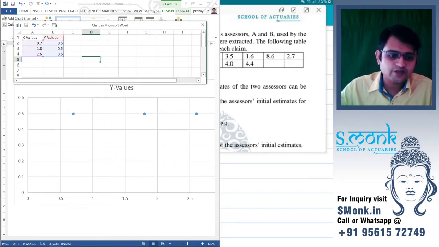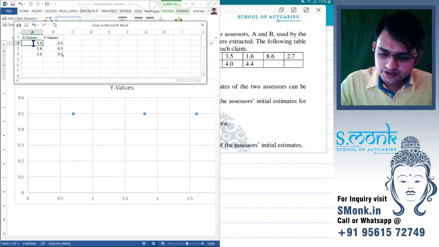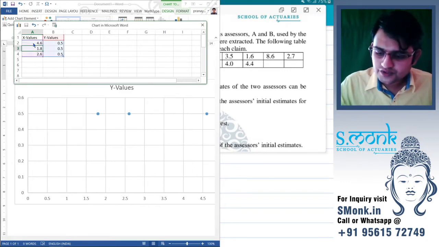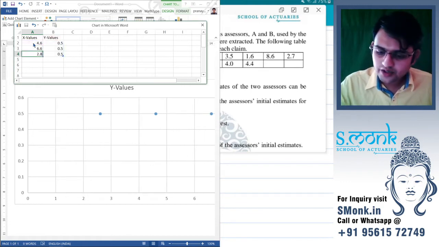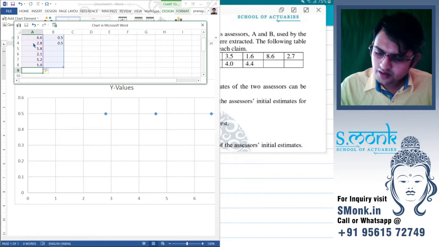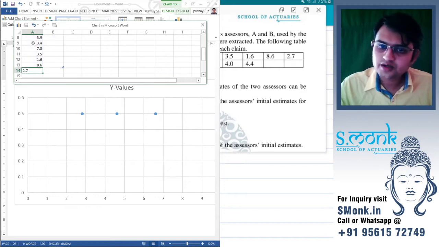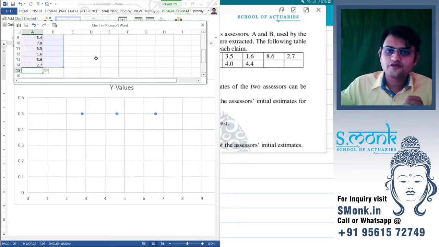For the x-axis we'll input the values. For A the values are, let's say, 4.6, then 6.6, 2.8, 5.8, 2.1, 5.2, 5.9, 3.4, 7.8, 3.5, 1.6, 8.6, and 2.7. These are the values of the x-axis.